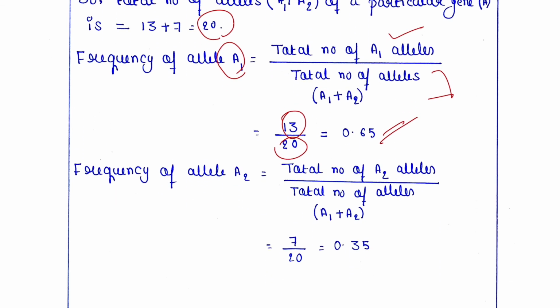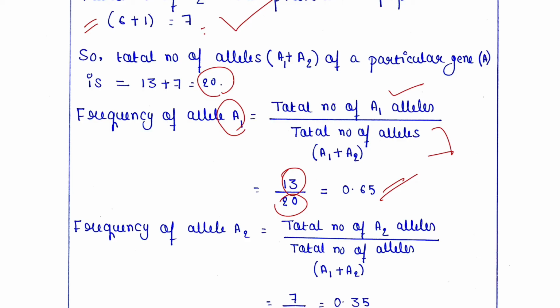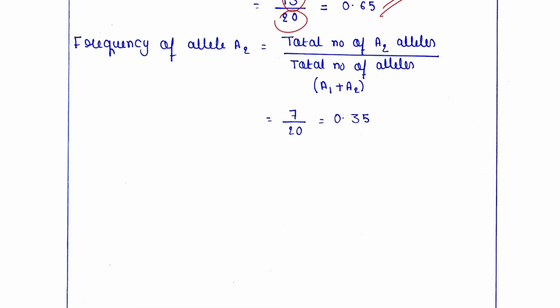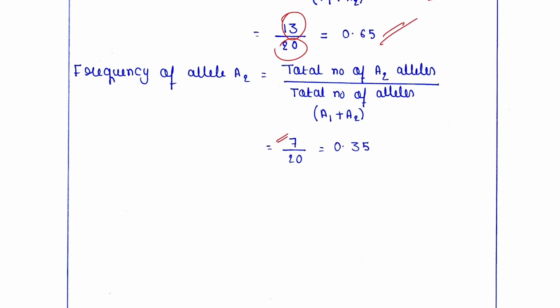Now the frequency of allele A2 is equal to the total number of A2 alleles divided by the total number of alleles, that is A1 plus A2. The total number of A2 alleles we have seen here is 7, and the total number of alleles present here is equal to 20. So 7 by 20 is equal to 0.35. So the frequency of allele A2 is 0.35. That is all about allele or gene frequency.